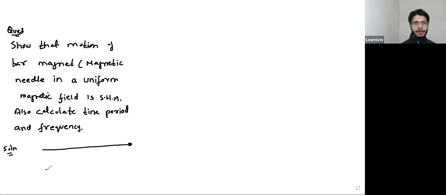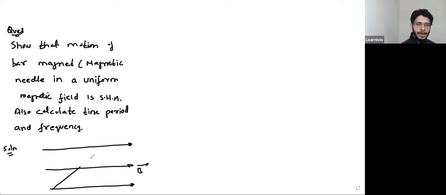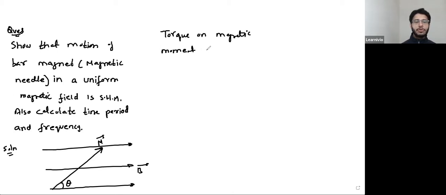So see, if this is a magnetic field, and in this magnetic field I place a dipole having a magnetic moment M. It could be a bar magnet or a magnetic needle. I place this at an angle theta. This magnetic field will exert a torque on this bar magnet. The torque on the magnetic moment is mb sine theta.